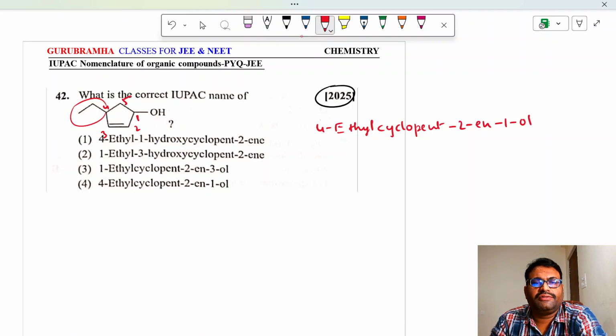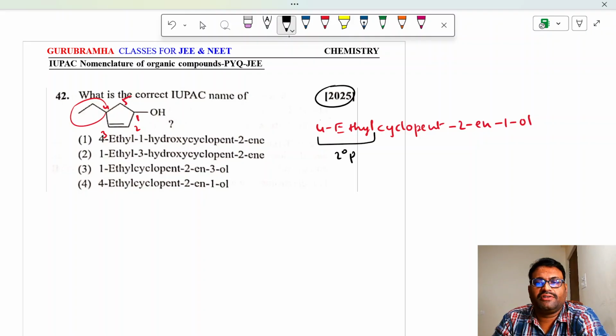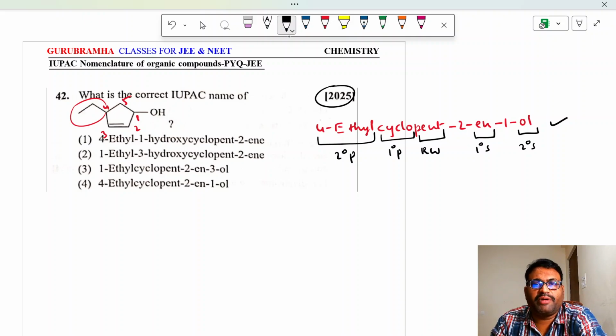Okay. So if you see, 4-ethyl is the secondary prefix, cyclo is the primary prefix, pent is the root word, ene is the primary suffix, and ol is the secondary suffix. So in this structure we find all the parameters in writing the IUPAC name of the organic compound. So where is the answer? 4-ethylcyclopent-2-en-1-ol. The fourth option will be the correct answer.